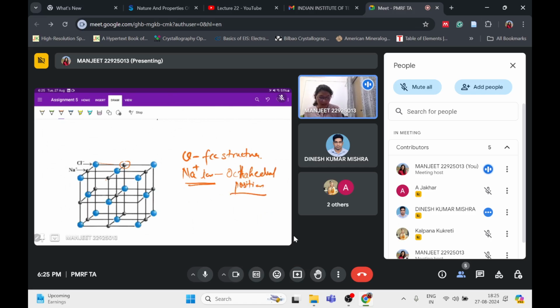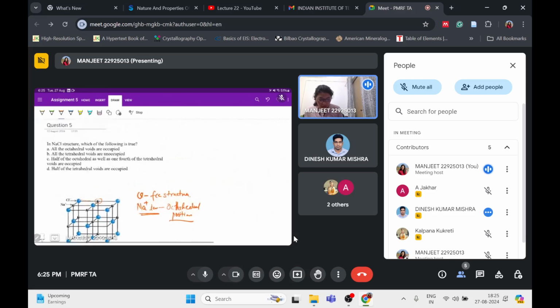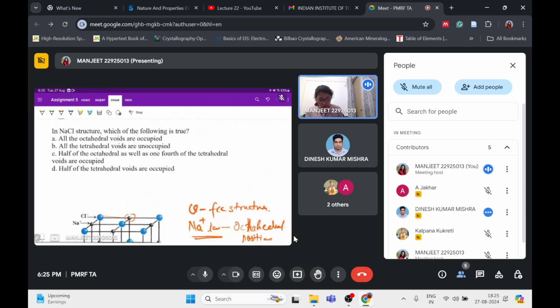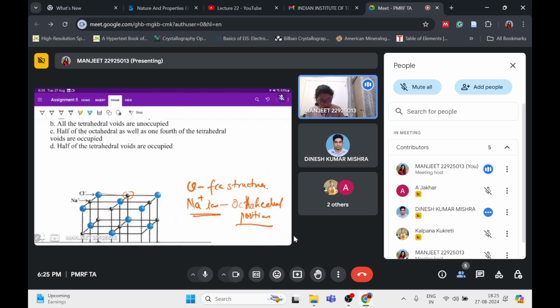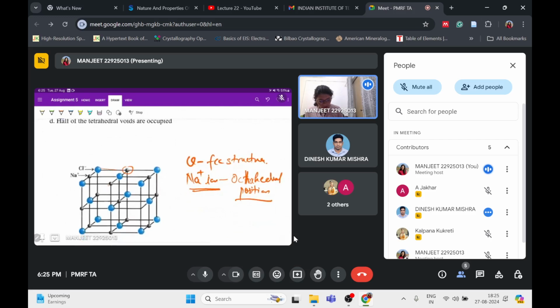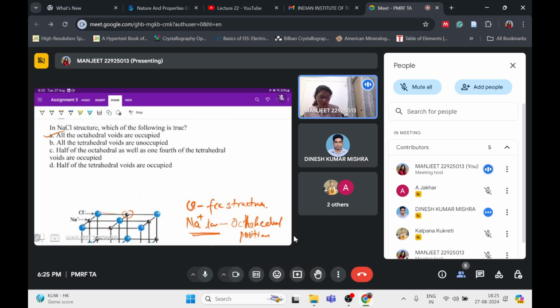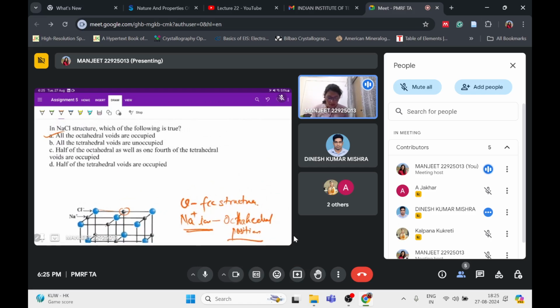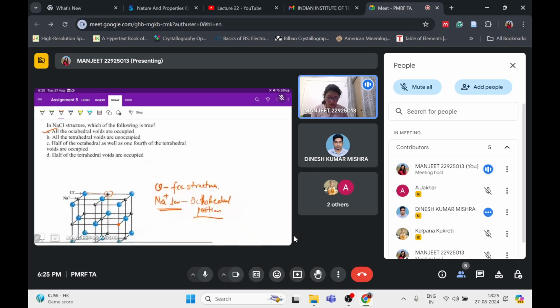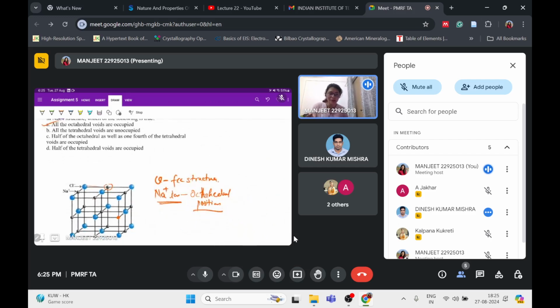Now this is about the NaCl structure. Now let's move to what is in the options. In option 1, it is mentioned all the octahedral positions are occupied. From this figure, you can also see all your octahedral positions have an atom. So all are occupied. Yes, so this is true, all octahedral voids are occupied. Now what about the tetrahedral voids? The tetrahedral voids, as I already told you, lie on the body diagonal, but there is no atom on the body diagonal. So the tetrahedral voids are not occupied.